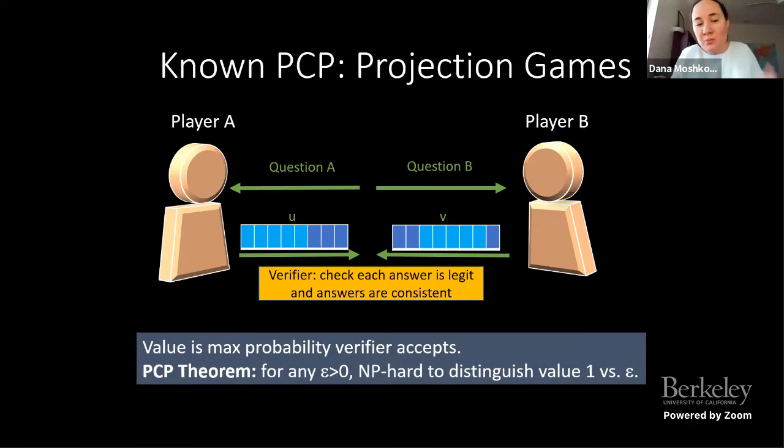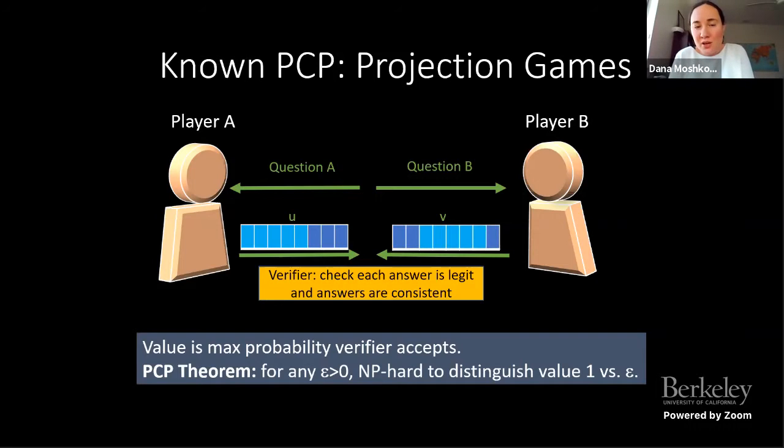And then the strongest PCP theorem we have is the following. So we define the value of a game as, assuming that the players pick the best strategy for them, what's the probability that the verifier accepts, right? And the verifier accepts if the answers on U separately were fine, the answers on V separately were fine, and they agreed on the intersection. So what's the probability that this happens? And this super strong PCP theorem, what all the known optimal inapproximability results are based off, is the following. For any epsilon larger than 0, it's NP-hard to distinguish value 1 from value epsilon.